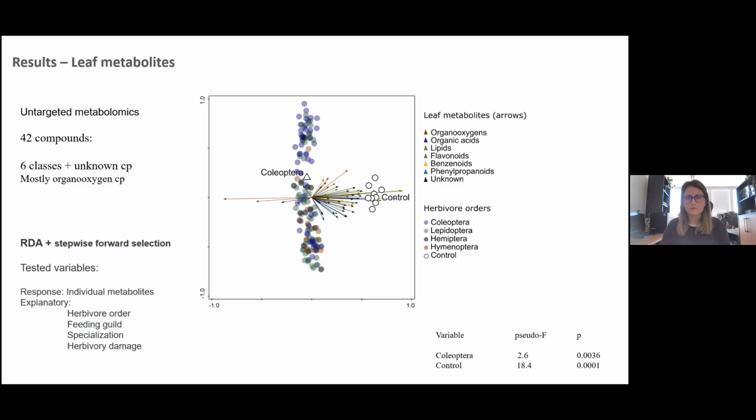the compounds being downregulated, while we have Coleoptera also selected, but only emitting just a few compounds, like 2 or 3 organooxygens, as you can see here, and these 2 are phenylglycoside compounds, so we know that they play a role in post-defense from herbivory damage. But of course here, this effect of the beetles is not so pronounced as the herbivory damage itself.